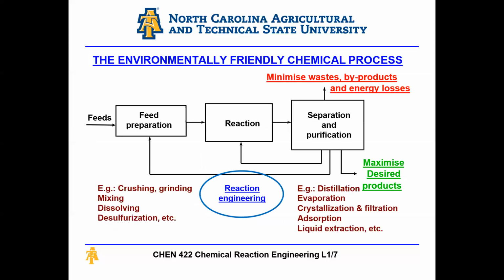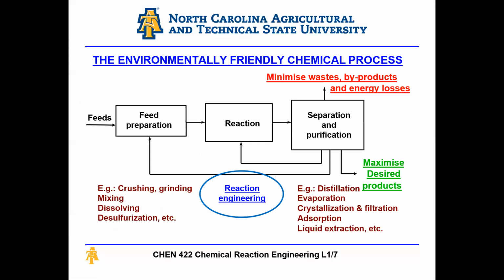And your chemical process usually looks like this. Almost all chemical processes look like this, right? Where you have three main steps. You have a feed or raw material coming in. They undergo a feed preparation step right here, which usually involves some types of physical treatment to prepare them for chemical reaction.